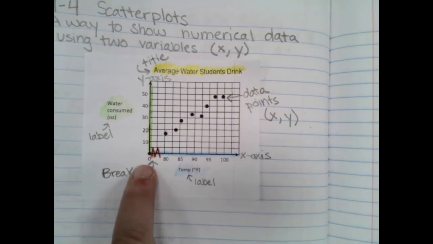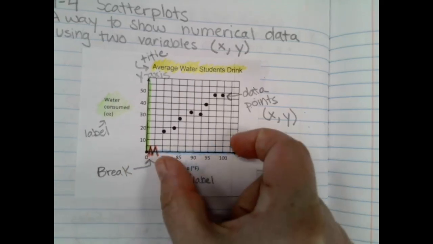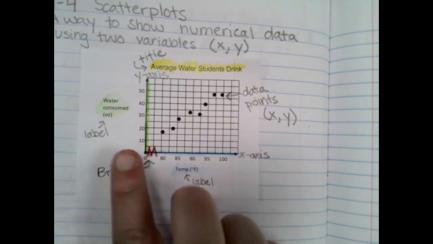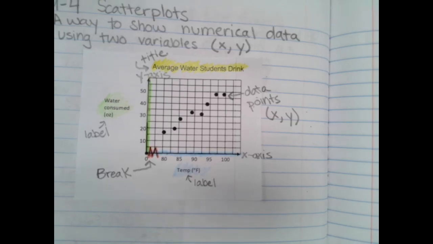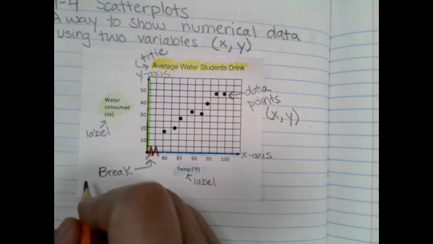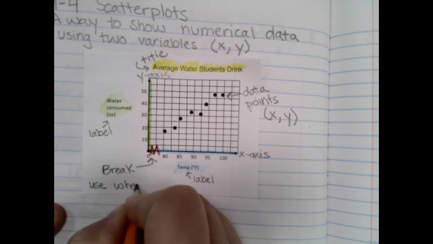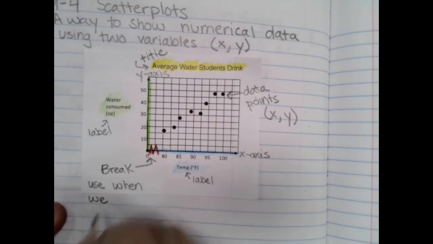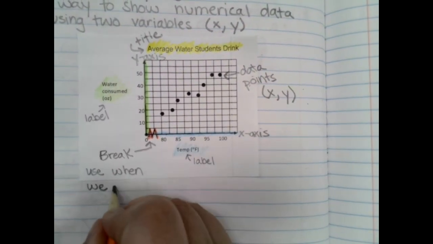If we had to go all the way from 0, we probably would have had to count by 10s or 20s, and then all this data would have been squished, and then a lot of the graph would have been blank. So it's kind of a waste of graph space. So we use a break when we jump from 0 to the first number.